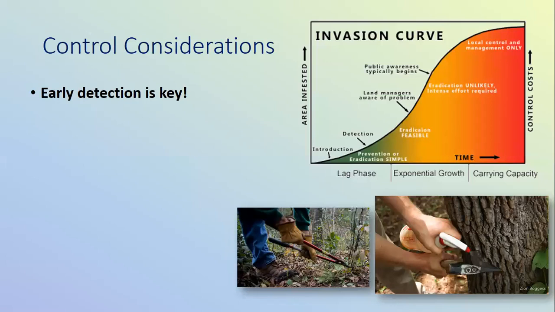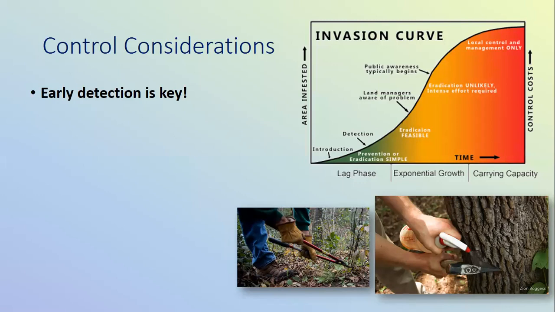So just some considerations when we talk about control. Early detection is absolutely key to trying to manage invasive species, even in your own backyard. You can see from that chart that generally from the point of introducing a species, by the time we detect it, and by the time the public is aware of it and can identify it as a problem, it's way past the point of being able to control it by any means.